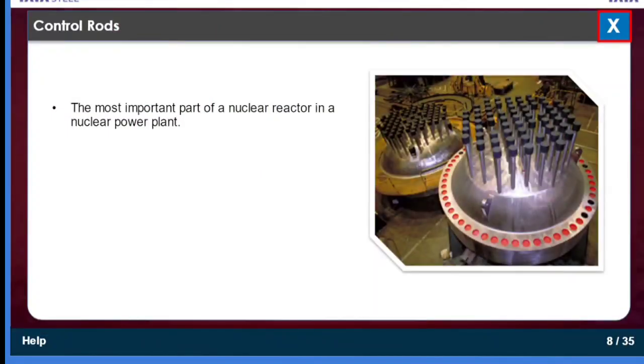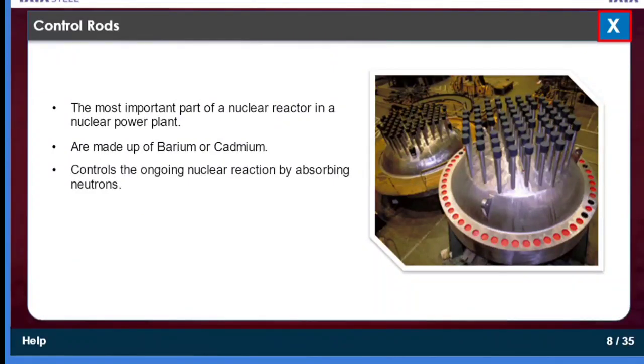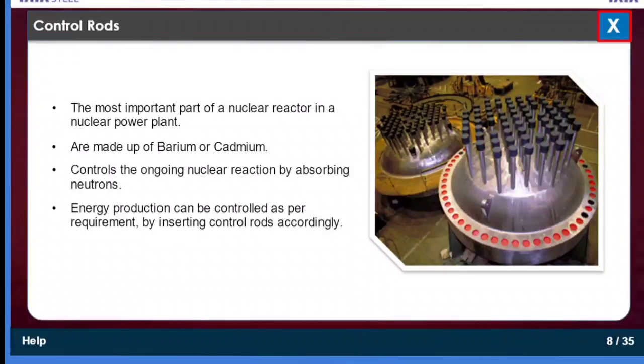Control rods are the most important part of a nuclear reactor in a nuclear power plant and are made up of boron or cadmium. They control the ongoing nuclear reaction by absorbing the neutrons, and we can also control the energy production as per the requirement by inserting the control rods accordingly.